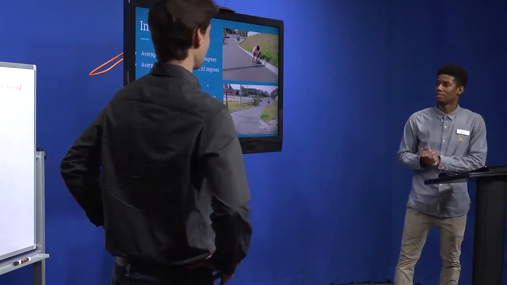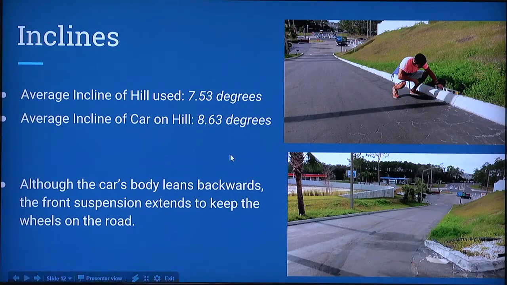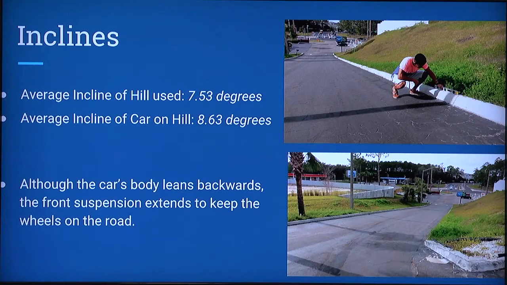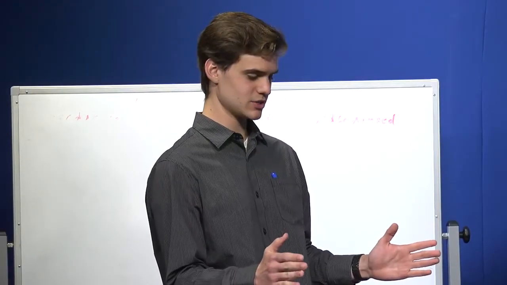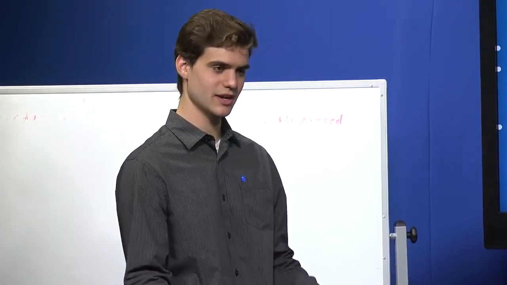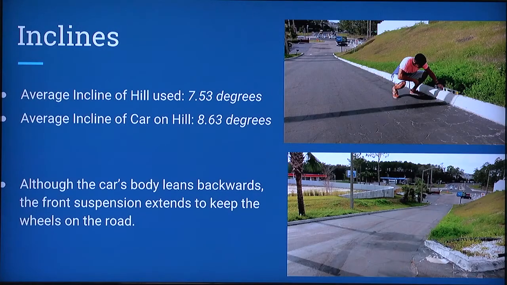Then we did an experiment on inclines, and we found a hill, which is actually just off of the I-75 exit coming onto Williston. We'd been eyeballing this hill for a while, so we decided to use it. The incline of the hill was 7.5 degrees, but the incline of the car sitting on the hill, we used a little digital protractor, was a degree more. So as you're just sitting on the hill, the chassis of your car is leaning backwards, but the suspension makes sure that the wheel stays on the ground and keeps traction. So although the car's body leans backwards, suspension keeps it on the road.